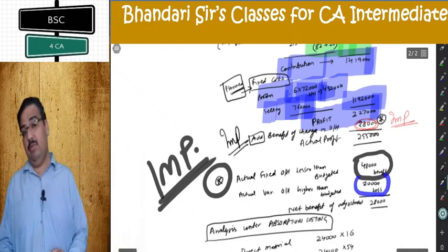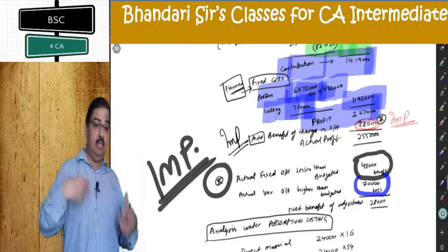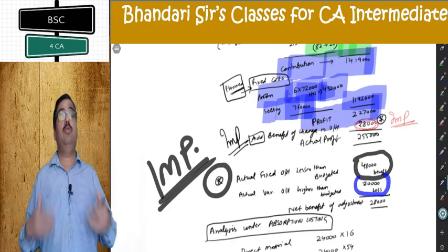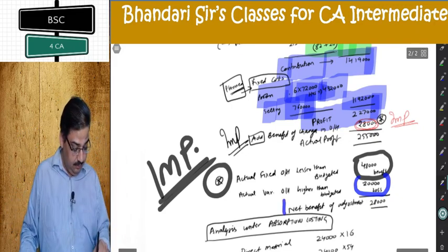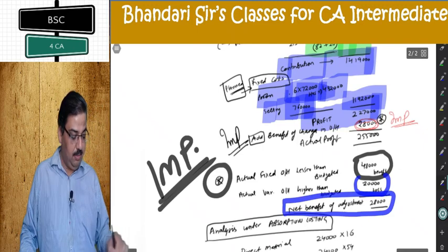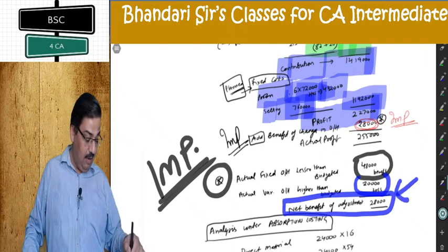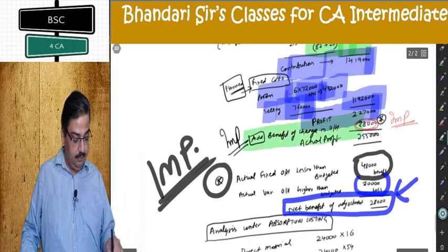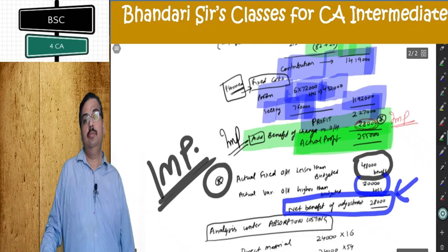So 20,000 loss will be there. When actual expense is more than budgeted, there is a loss. When actual expense is less than budgeted, there is a gain. Net benefit of the adjustment. Net is still benefit 28,000. Then that benefit is added here to get actual profit 2,55,000.